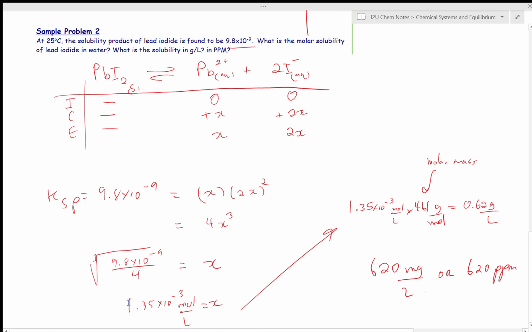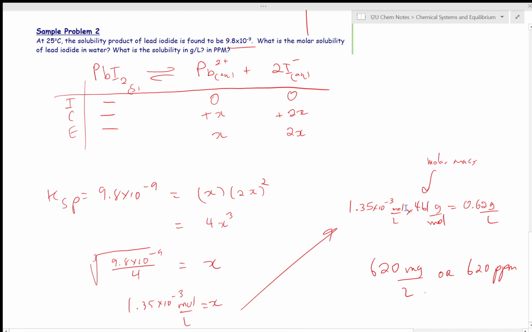So that value here is our molar solubility. It's the value of X here. Remember, we have a 1 here, so we know it's equivalent to X. So this is how much will actually dissolve into solution of this lead iodide. But of course, the question asked us to also convert it into grams per liter and into parts per million. So in order to go from a moles per liter, a molar solubility, into grams per liter, I need to take the molar mass of the substance and multiply it by the concentration of that substance in moles per liter.